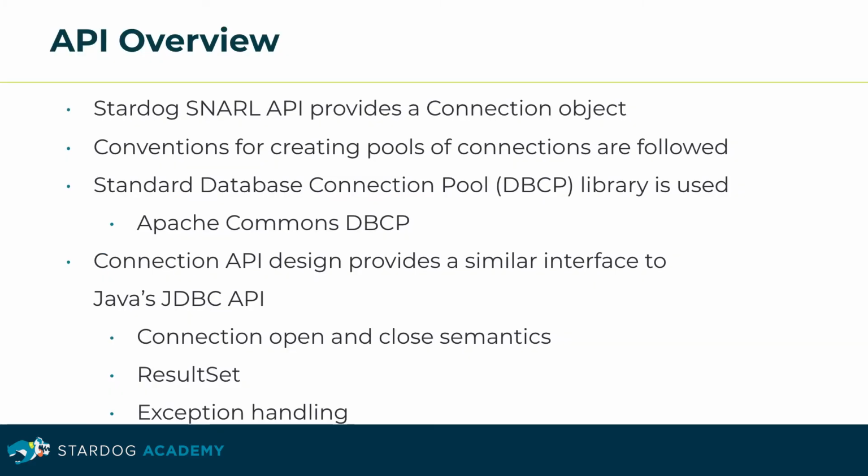So the Stardog Snarl API provides the connection object. It's very similar to Java's JDBC API, meaning we're going to open up a connection, run a query, get a result set back, and then we're going to have to close the result set and connection. And just like the JDBC, Stardog supports a connection pool using Apache Commons DBCP.